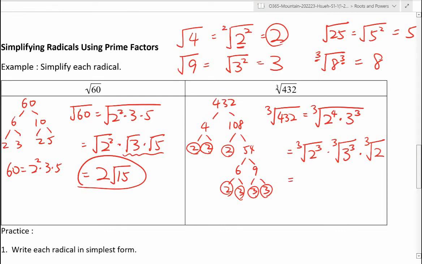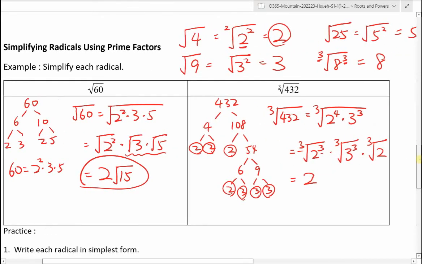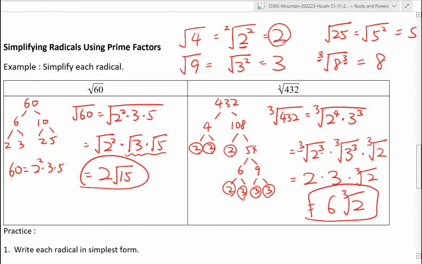Now the cube root of 2 cubed, again because the index and the exponent match, is just going to be a 2. The cube root of 3 cubed is going to be a 3. Now there's a cube root of 2, and there's nothing we can do about that. We know 2 times 3 is 6, and we still have the cube root of 2, and that is your final answer.